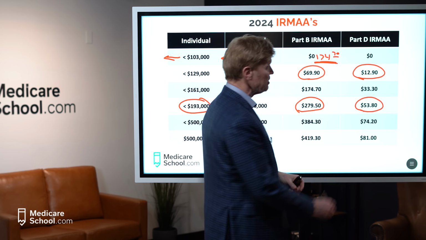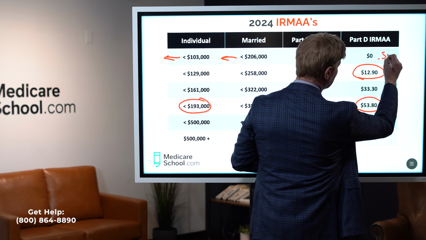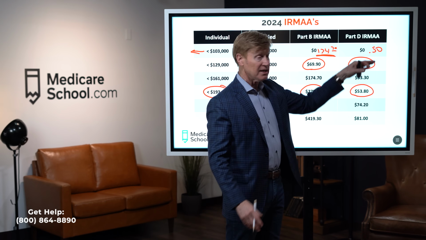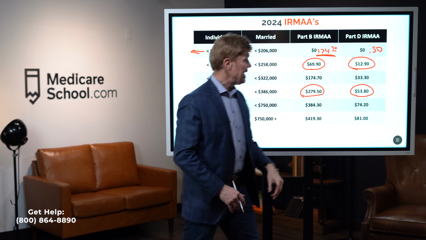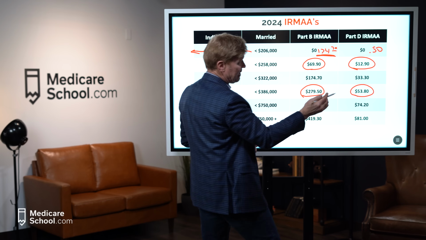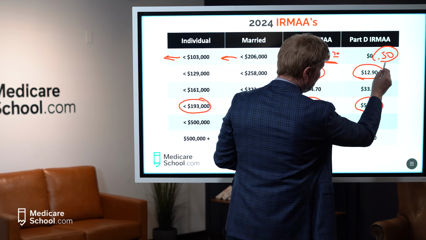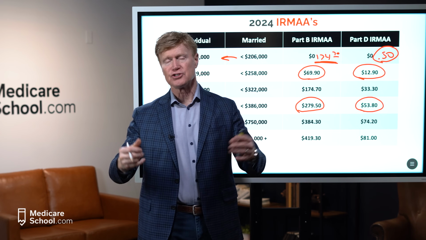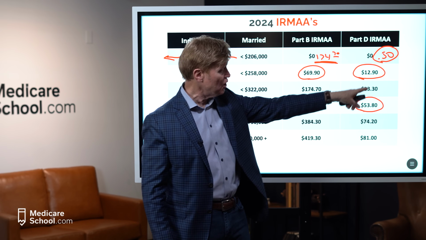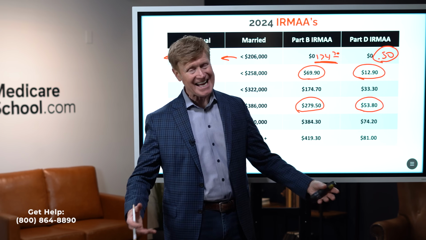Now, let's go back to this for just a second. Let's say I'm on a Part D plan that just costs 50 cents a month. Remember, I told you they average about $25, $30 a month. Some higher, some lower, but let's say it's 50 cents. As long as I'm below these income thresholds of 103 and 206, I don't have an IRMAA. I just simply have to pay whatever my Part D plan charges me to be on the plan. But if I'm at this income level, same 50-cent plan will cost me $53.80 extra.